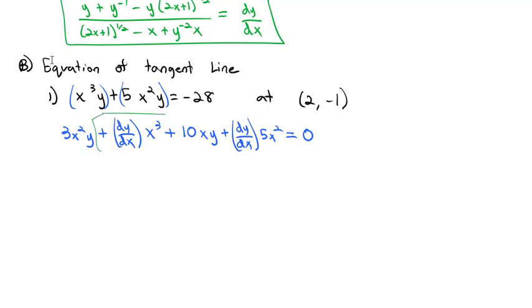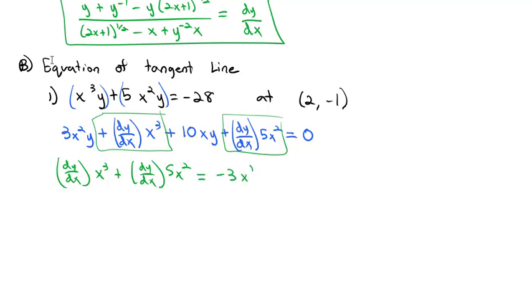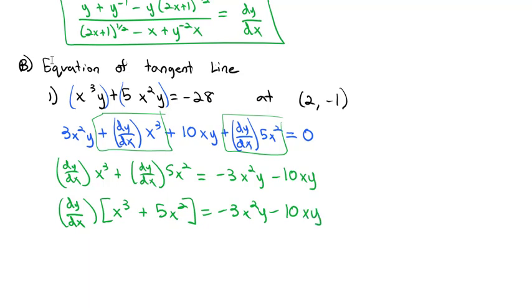Now solving for the dy dx's, they're all on one side, which is nice. So we just need to get rid of the other stuff. So we've got a dy dx times x cubed plus a dy dx times 5x squared is equal to negative 3x squared y minus 10xy, moving those things without dy dx to the other side, so that we can factor out the dy dx, leaving behind x cubed plus 5x squared equals the negative 3x squared y minus 10xy. Now we can divide by what dy dx is multiplied by. So we know that dy dx is equal to negative 3x squared y minus 10xy over the x cubed plus 5x squared.